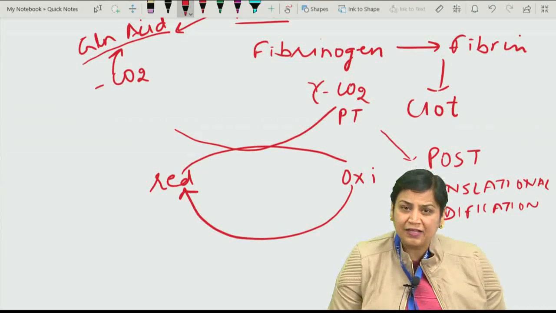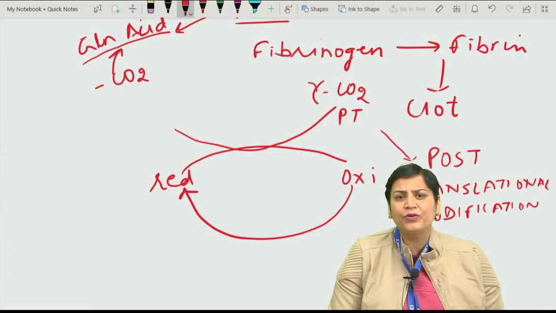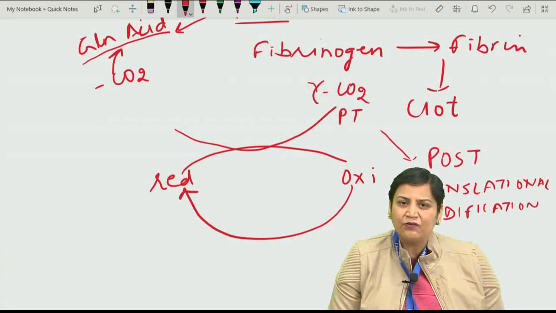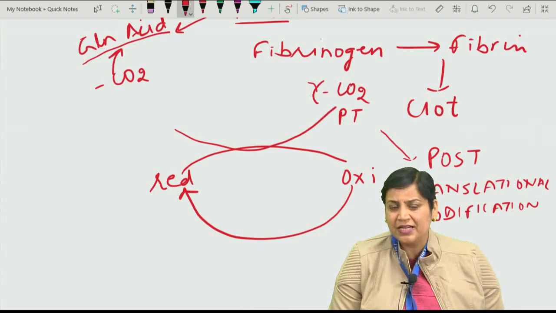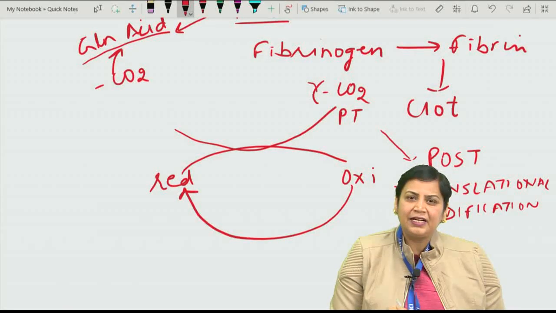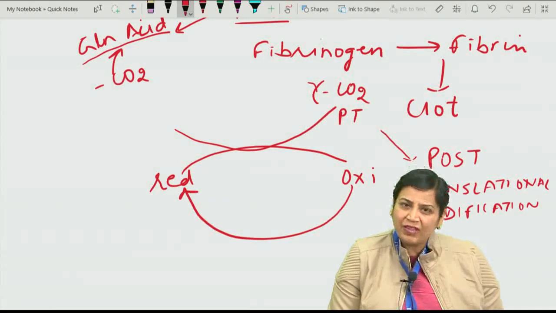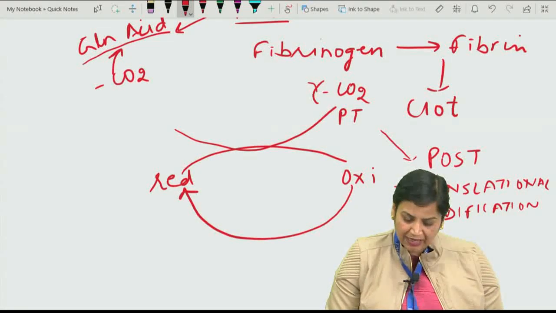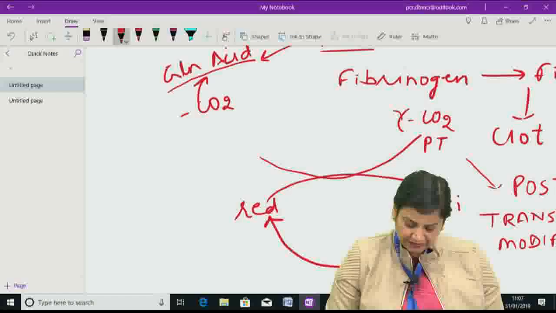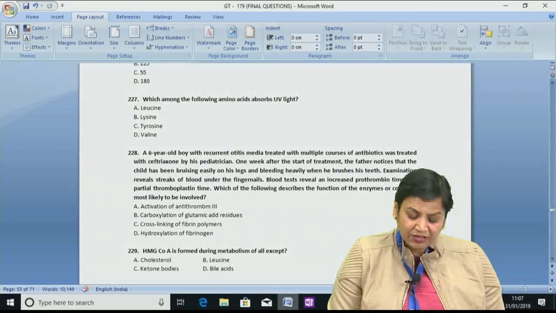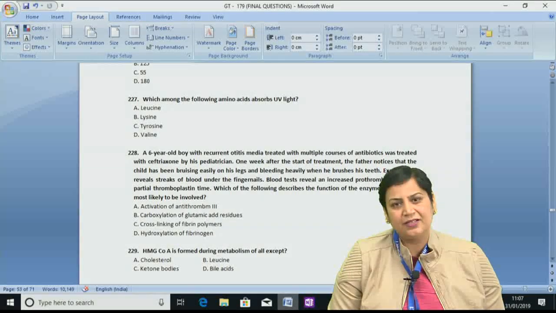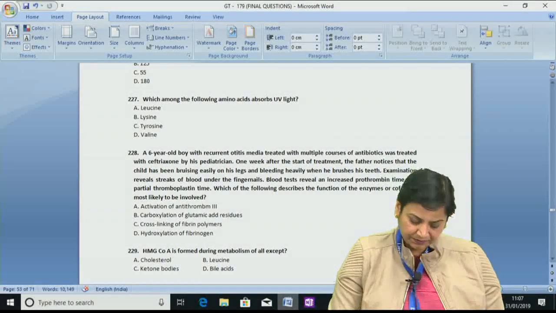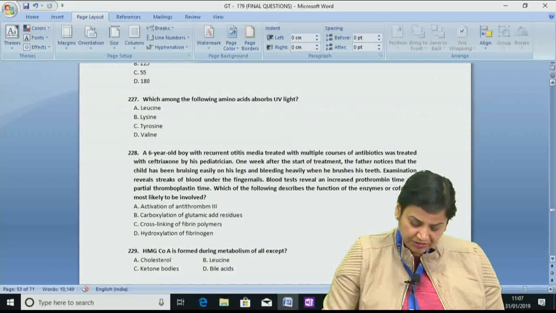So the clotting factors, to be more precise, prothrombin, which has glutamic acid as one of the side chains, is carboxylated at the gamma position with the help of vitamin K. So the answer to this question is carboxylation of glutamic acid residues. Now next question.